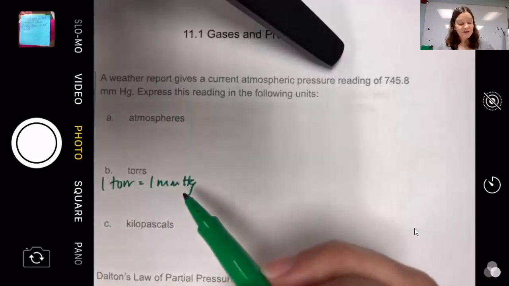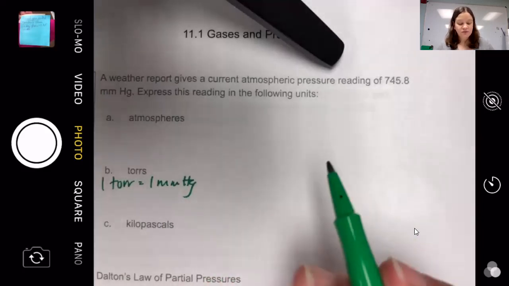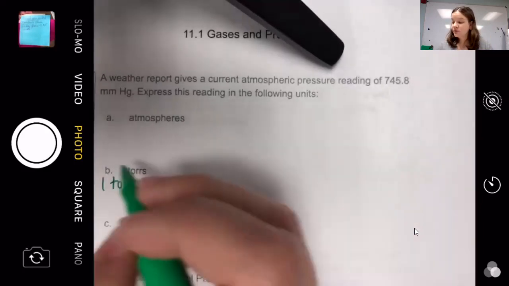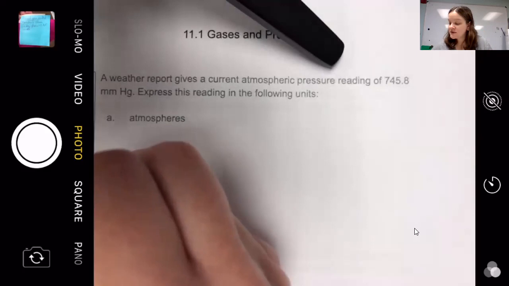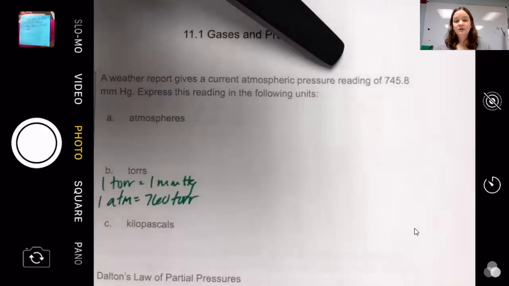It's not going to come up a whole lot. That one is in your book, and there's actually a chart in your book that gives you some of the conversions and some information about them. So a torr is a millimeter of mercury. So 1 atmosphere is 760 torr. Now you should pause and work these 3 problems, and then you can come back and we'll see if you got them right.